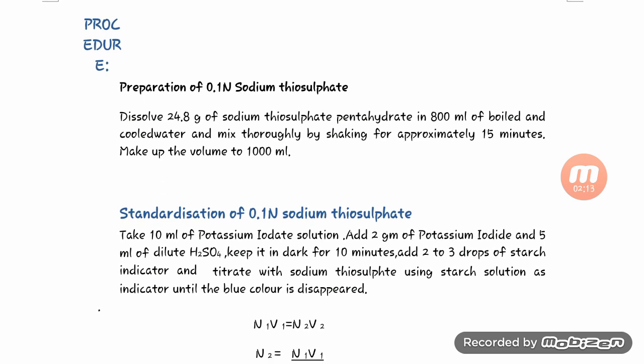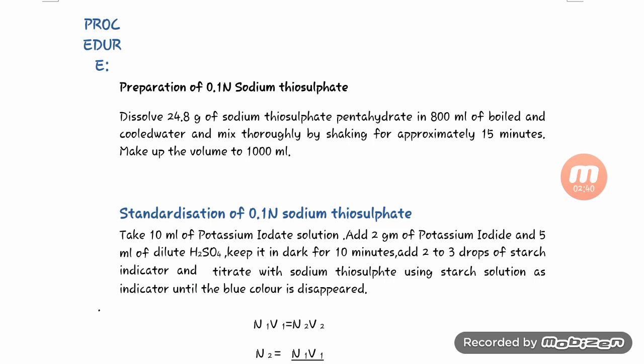Next is the procedure. Preparation of 0.1 N sodium thiosulfate. Dissolve 24.8 grams of sodium thiosulfate pentahydrate in 800 ml of boiled and cold water and mix thoroughly by shaking for approximately 15 minutes. Make up the volume to 1000 ml.